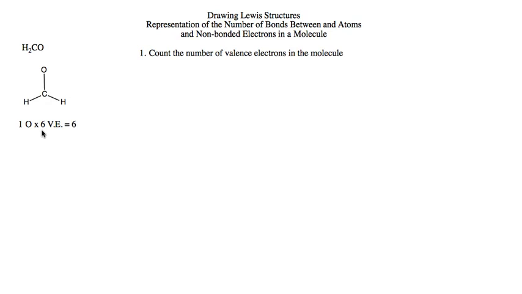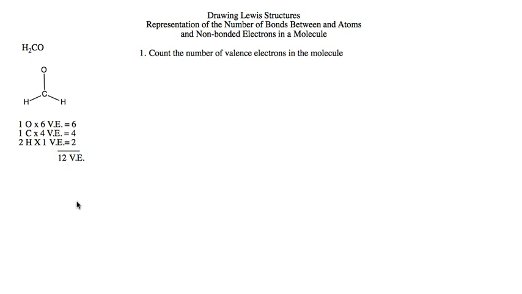We've got one oxygen with 6 valence electrons, so 1 times 6 equals 6. We've got one carbon, and it has 4 valence electrons, so 1 times 4 is 4. And finally, we've got 2 hydrogens, each with 1 valence electron, so 2 times 1 is equal to 2. That means that our molecule has a total of 12 valence electrons. It's important to remember, and I should have mentioned this earlier, that in the Lewis structure we're only showing the valence electrons. Whatever structure we draw for this molecule is going to have 12 electrons represented.